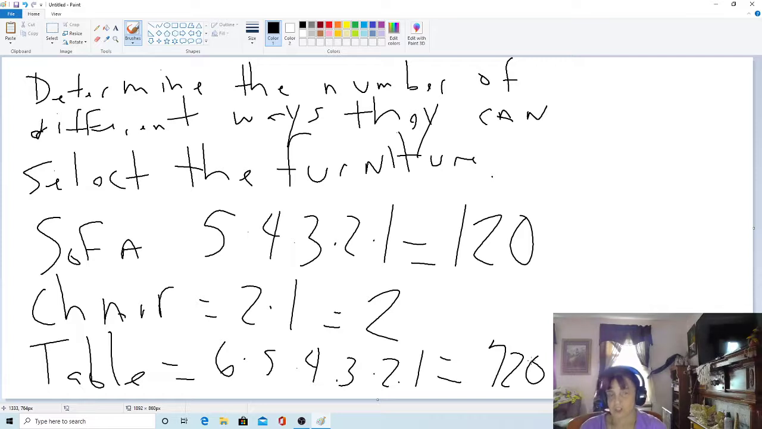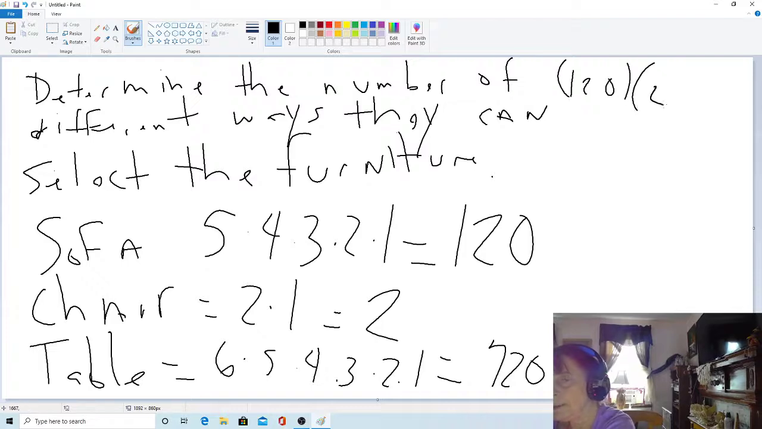So it's the number of ways you can select a sofa times the number of ways you can select a chair times the number of ways you can select a table. So it's 120 times 2 times 720. And you get 172,800 different ways.